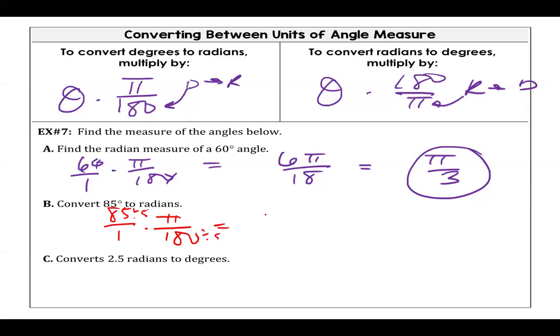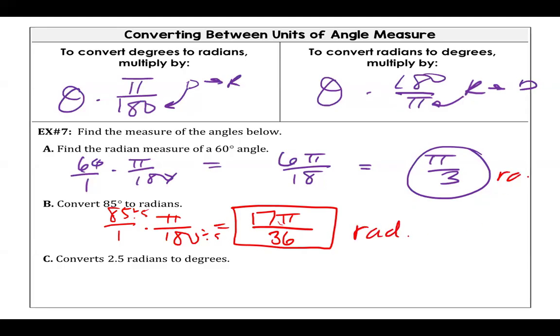85 divided by 5 is 17. 180 divided by 5 is 36. Can I reduce any more? Nope. So therefore, the exact answer is 17 pi over 36 radians. Notice that for both of these, I did not write radians, okay? It is typically implied when there is a pi symbol referring to angles that this is in radians. If it makes your heart feel better, you can write RAD. But it is implied that radians are there when the pi is present.